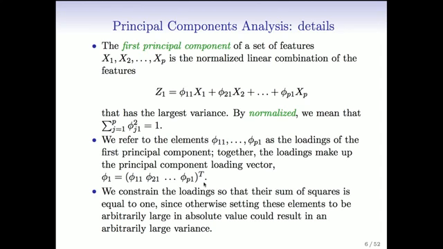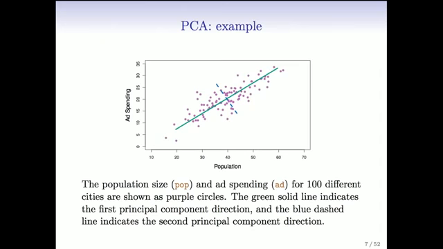So you need to tie them down. Exactly. So here's an example. Before we talk about how to actually compute the components, let's just see what the result of the first two components is for this data, which is ad spending versus population.